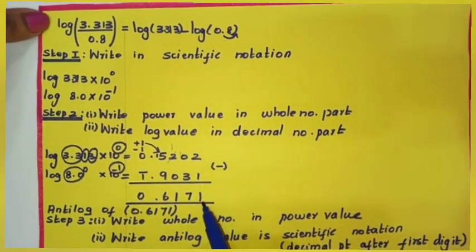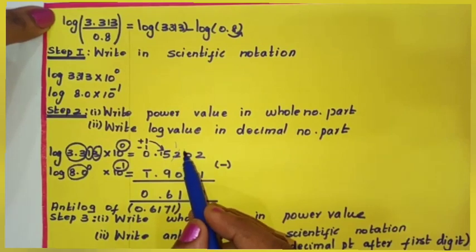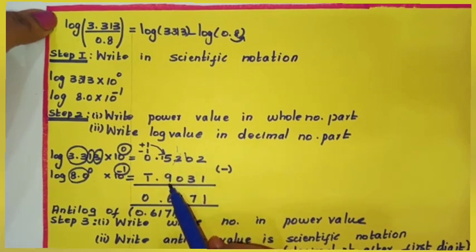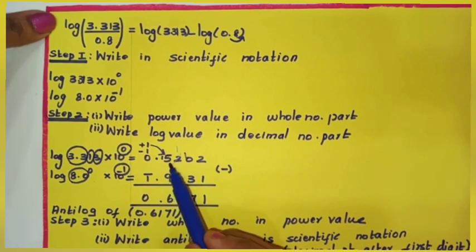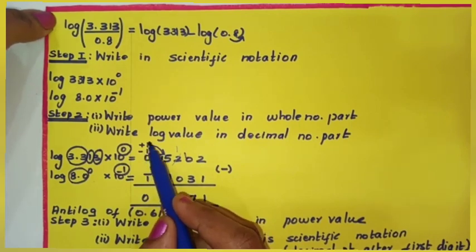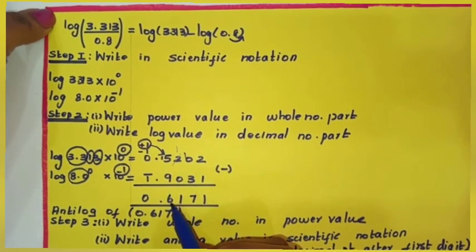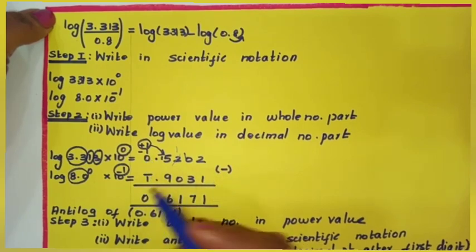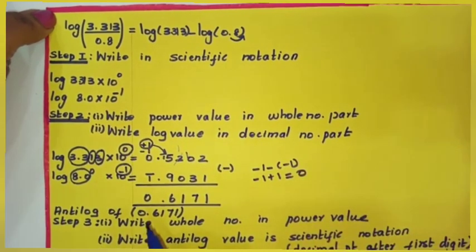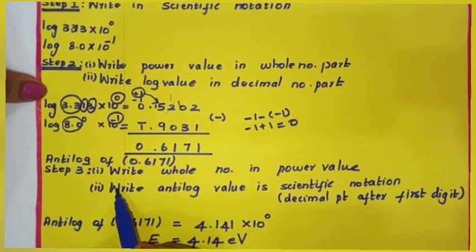So now I have to subtract these two values. 2 minus 1 is 1. Here 0, so I borrow 1 from 2. So 10 minus 3 is 7 and here is 1. So 1 minus 0 is 1. Here 5 minus 9, 5 is less than 9, so I have to add 1 and subtract 1 from the whole number part and borrow that plus 1. And this 5 becomes 15. So 15 minus 9 will be 6. And here minus 1, minus of minus 1, that is minus 1 plus 1 is equal to 0. So the result is 0.6171.